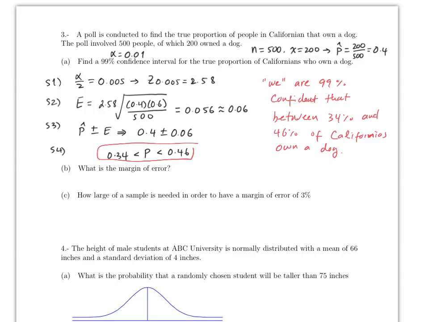Part B is asking what's the margin of error. The margin of error is just step 2. So in this case, the margin of error is 0.06 or 6%.